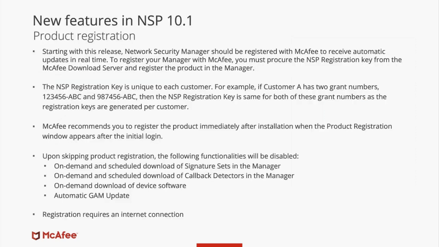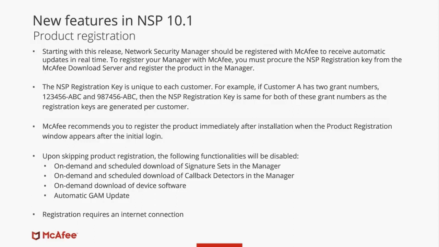Product registration is something we have recently added so we can get more accurate telemetry from the manager. When you upgrade to 10.1 or the latest versions of 9.1 and 9.2, there is a prompt after installation to enter a registration key. You get this registration key from the download site by logging in with your grant number and email. When you put this registration key into the manager, it connects to our servers and lets us know a few various options that are in the telemetry features.